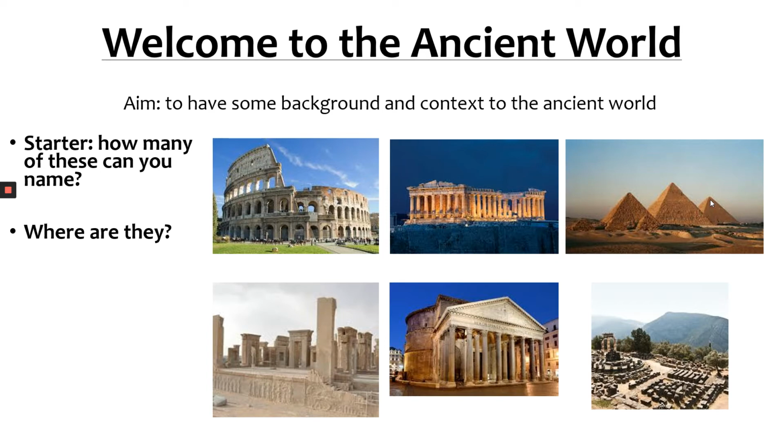And just as a quick little start, a bit of general, how much do you know? On the screen, you've got 6 images of significant or famous things from the ancient world. They're obviously all buildings or ruins. So for each one, can you work out, one, do you know what they are, and two, do you know where you would find these?